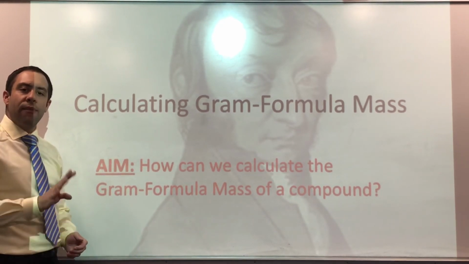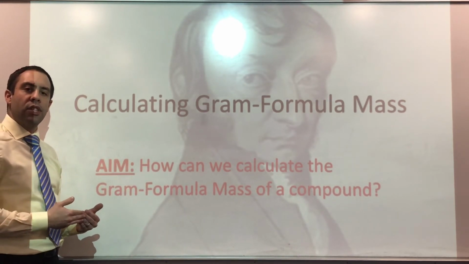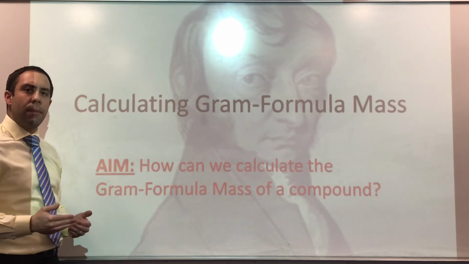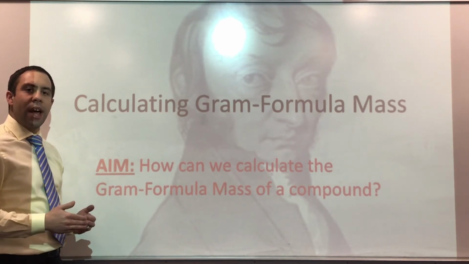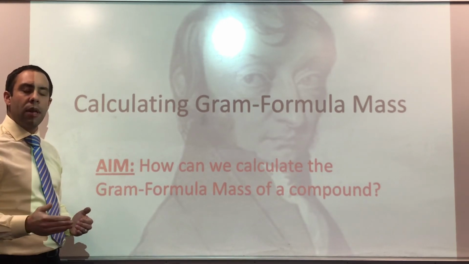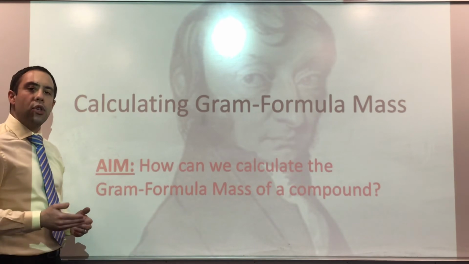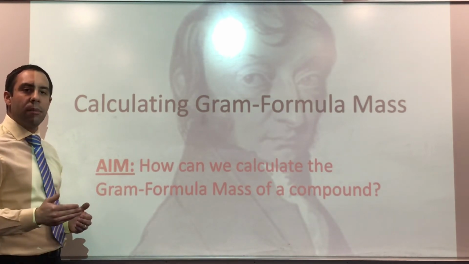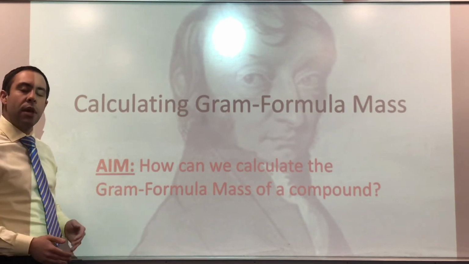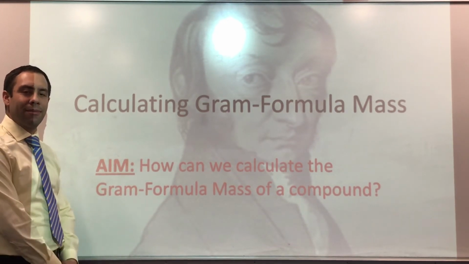Today we learned how to calculate the gram formula mass, or GFM, of a compound. We did that by following 4 easy steps. Step 1, you write down the symbol for each element in the compound. Step 2, you go to the periodic table of elements and you write down the masses of each element rounded to the nearest whole number. Step 3, you multiply the masses of each element by the number of atoms for that element in the compound. Step 4, you add all the masses of all the elements together.